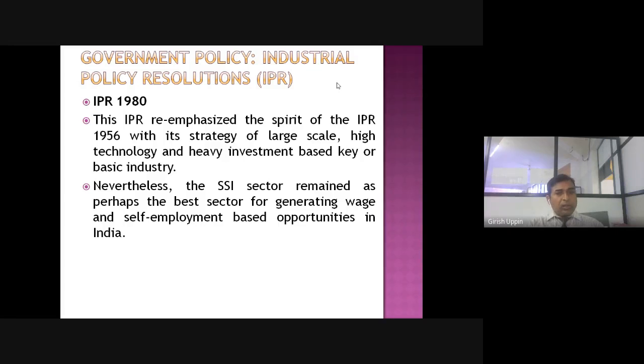Nevertheless, the SSI sector remained perhaps the best sector for generating wage and self-employment based opportunities in India. So even though there was an emphasis on the large scale industries, the small scale industry is the one which provided most of the employment. But there is a requirement of large scale industries, huge investment to see the growth of the country, which will accelerate the growth of the country.